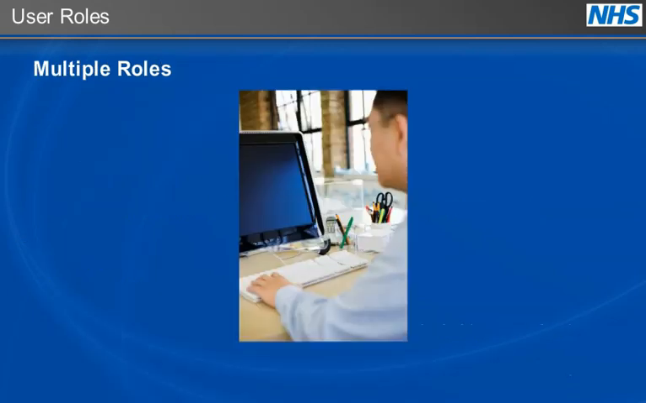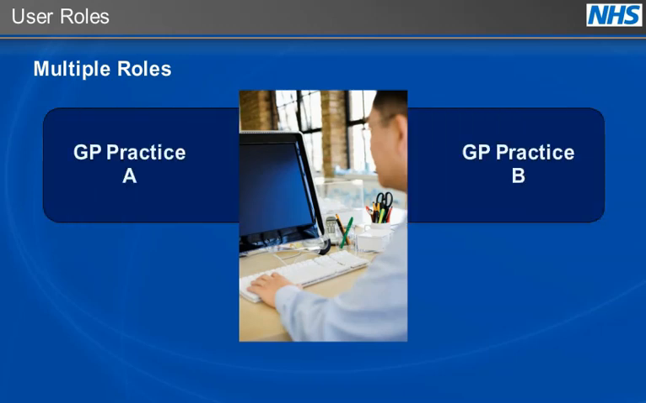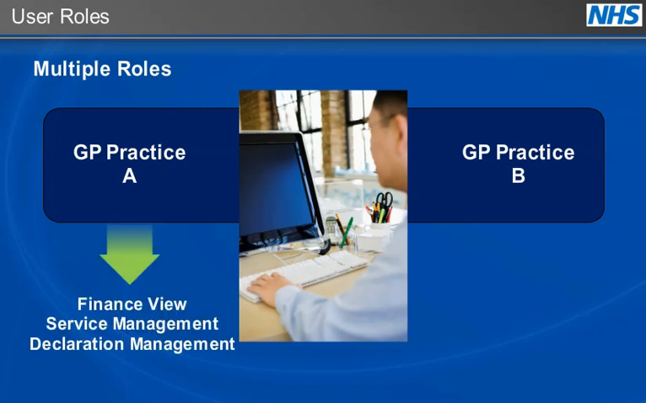Now that you have an idea of what types of activities are based on roles, let's look at how multiple roles can be assigned to the same user in CQRS. For example, Thomas works at both GP Practice A and GP Practice B. At GP Practice A, Thomas has the finance view, service management, and declaration management roles. So at this GP practice, he can view reports, accept quality service offers, and declare achievement for approval.